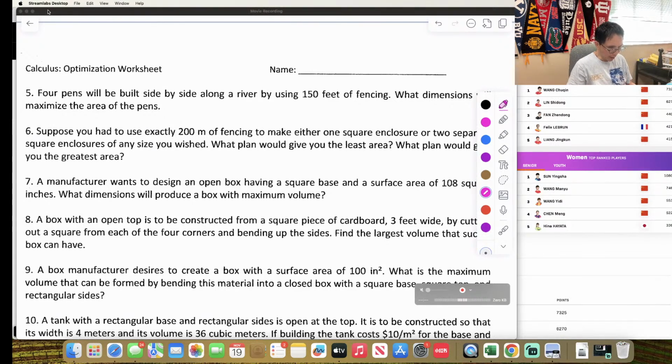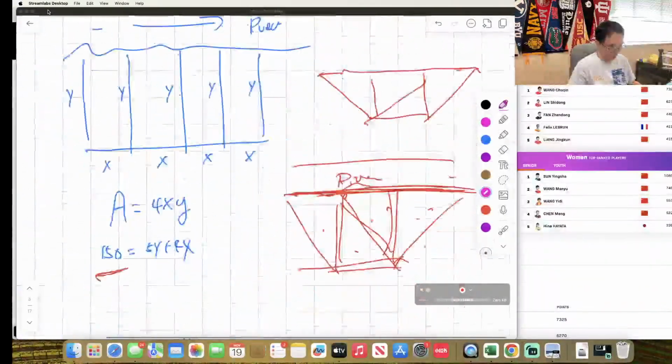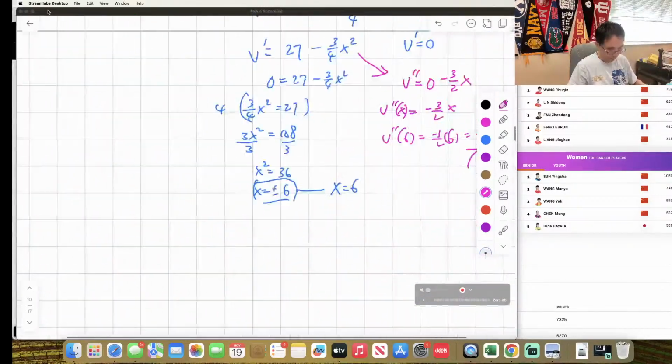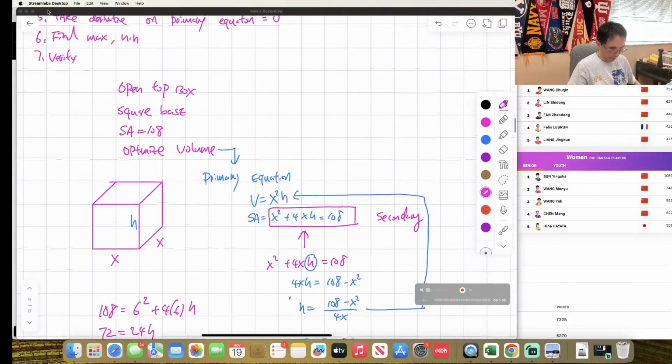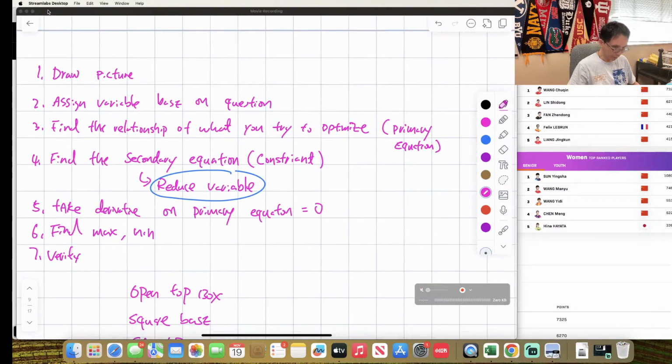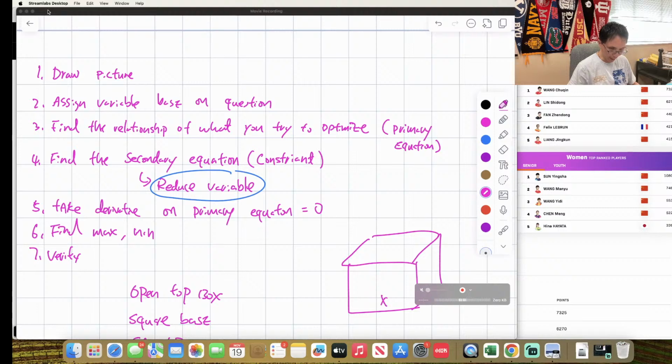So this case says want to design an open box with a square base. So the keywords are open box, square base, and the surface area 108. What dimensions produce the maximum volume? So what you're gonna do is look at the question here. So we assign a variable. We have an open top box like this. So we're gonna assign this to X, this X, and this H.